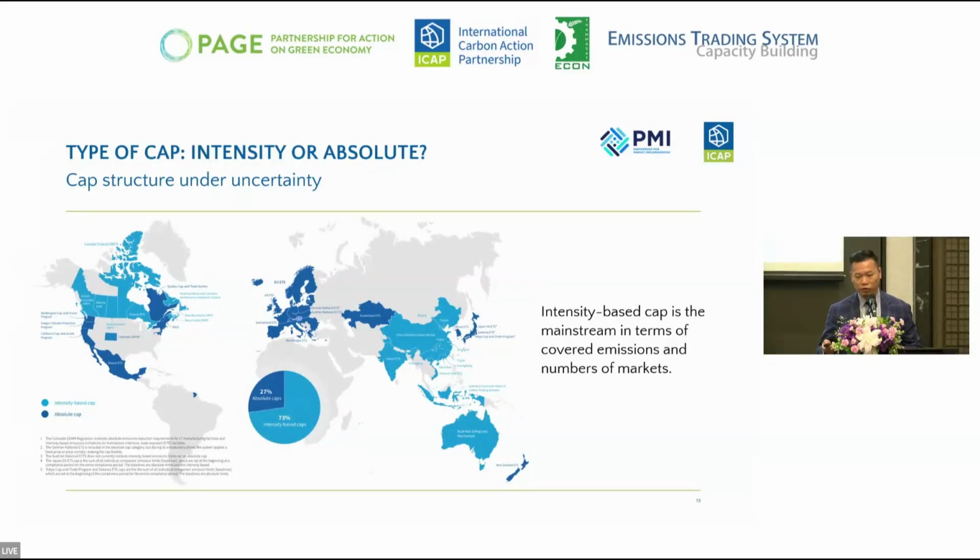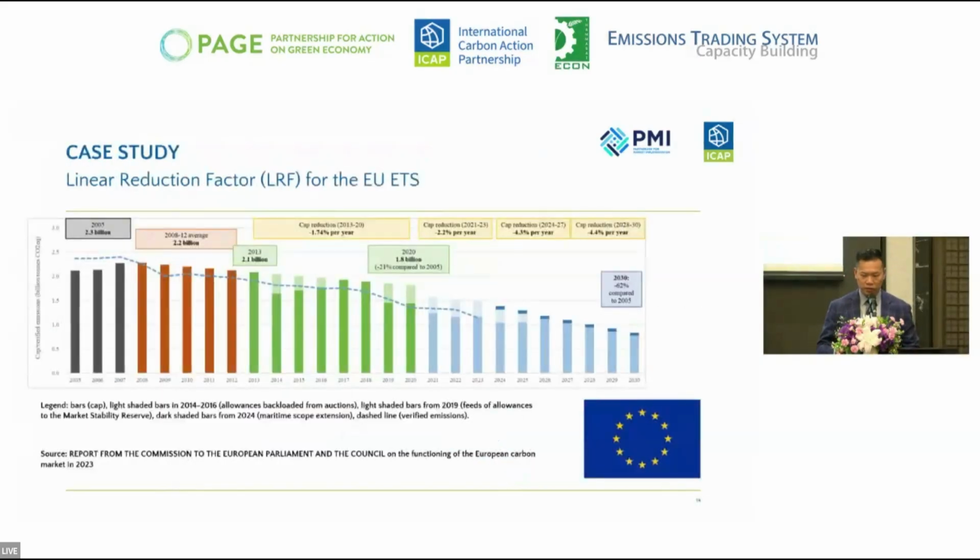But also from the map, we can see a lot of jurisdictions are actually choosing intensity cap right now: Australia, Indonesia, some North American states and provinces. So yeah, I would say right now this intensity cap is becoming mainstream.